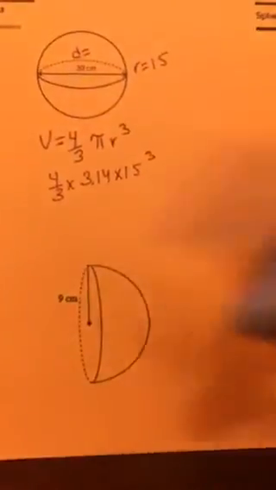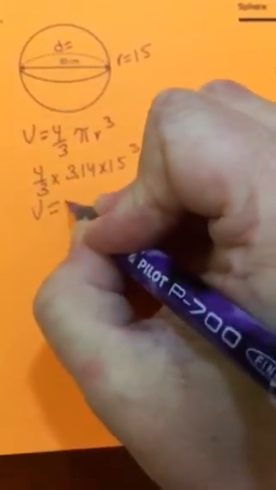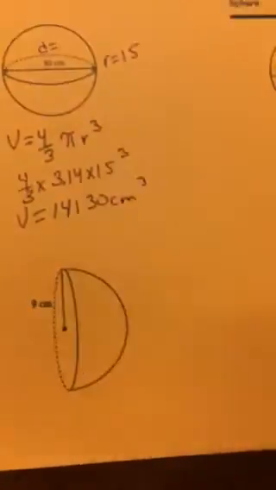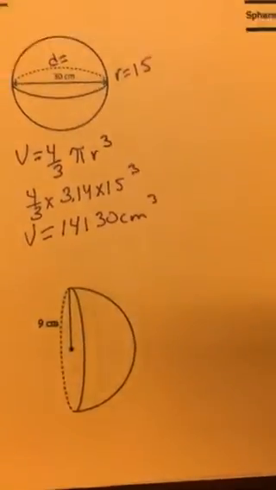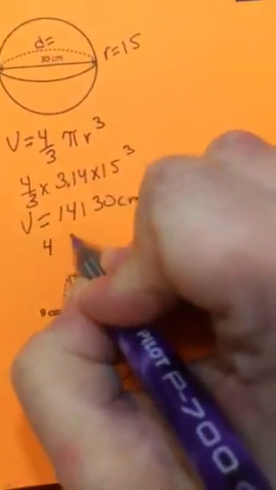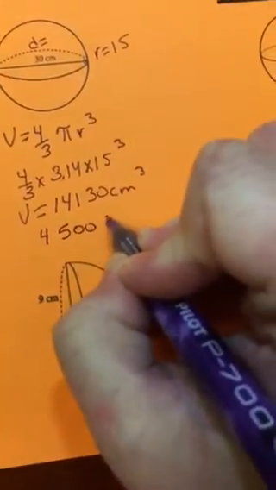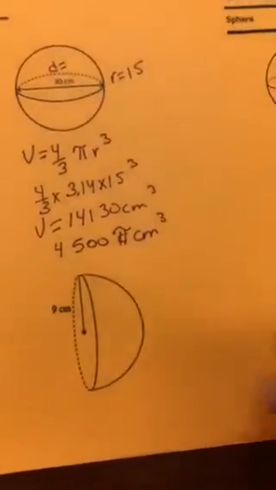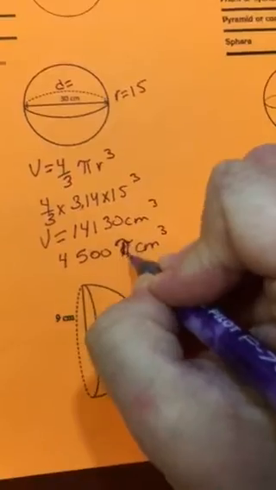14,130. So the volume of this one is 14,130. If I don't multiply by pi, then I'm going to get 4,500 pi centimeters cubed, and that's a more exact answer.